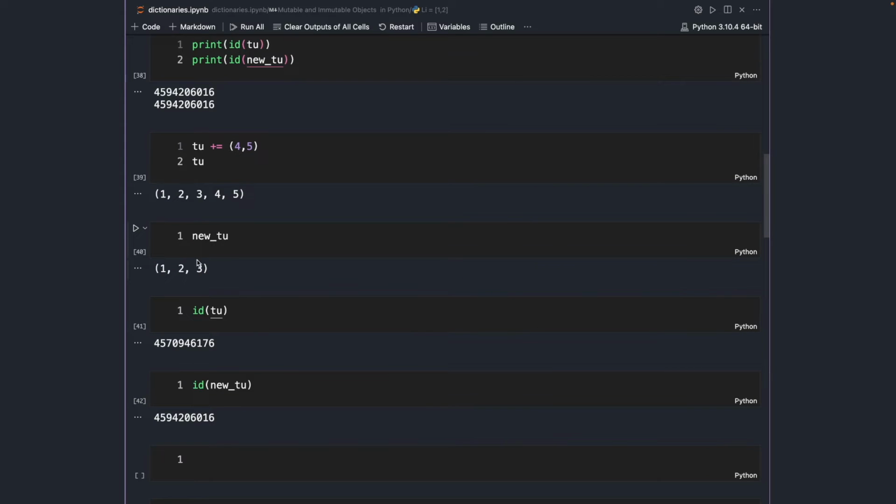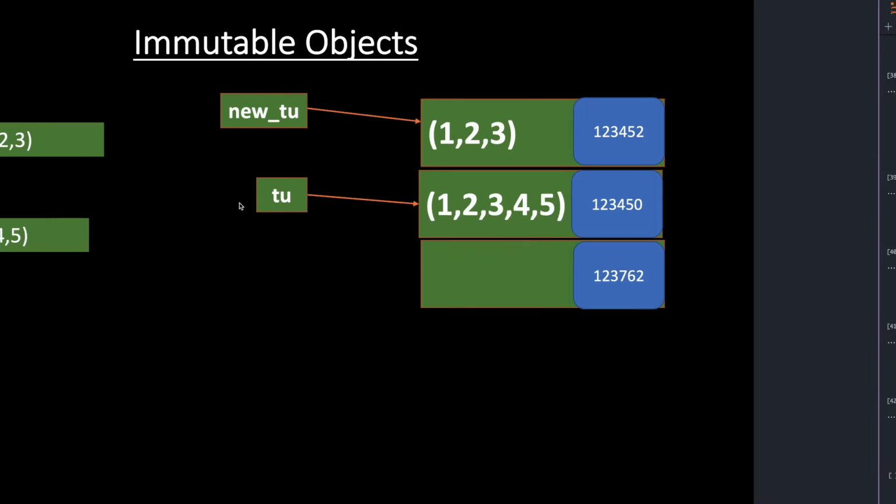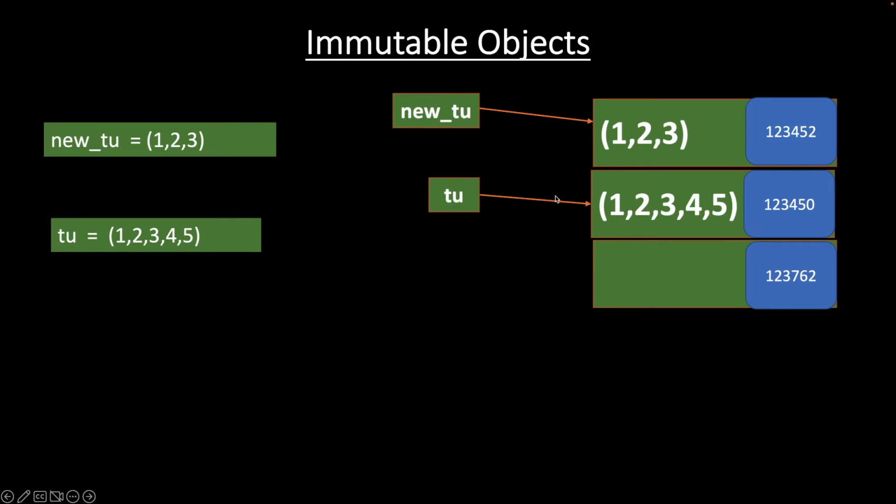Yeah, if you look over here, we have verified that new tu is still referring to the same object, and the new tu value is 1 2 3, and the tu value has changed to 1 2 3 4 5. So that's what has happened. So tu value has become 1 2 3 4 5, and new tu is still referring to the same original object. So new tu value is still 1 2 3.